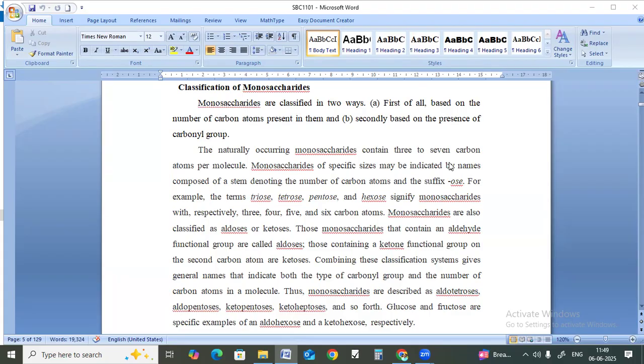Today we are going to discuss the classification of monosaccharides. Already we discussed that monosaccharides are the single sugar compounds, and these are classified based on the number of carbon atoms present in them, and also based on the functional group present. The naturally occurring monosaccharides contain 3 to 7 carbon atoms per molecule.